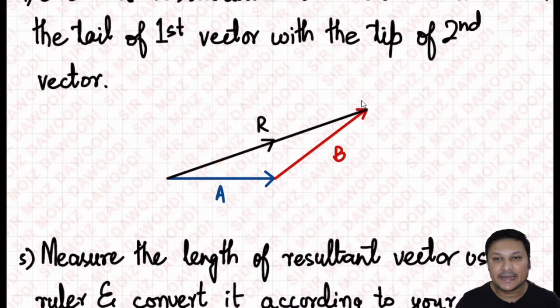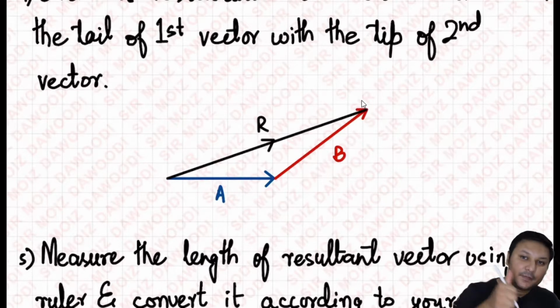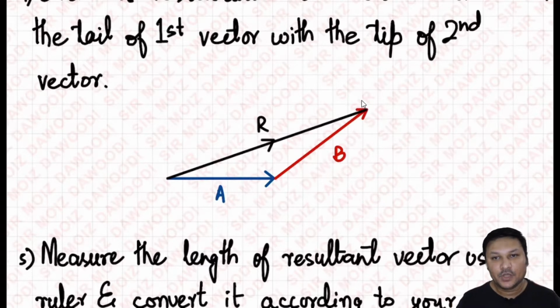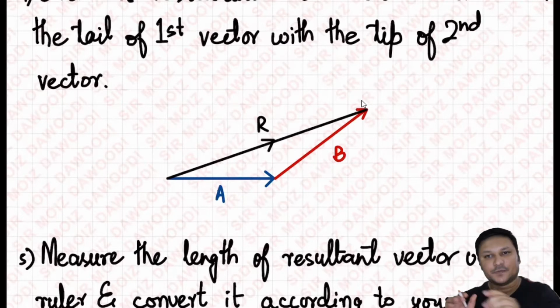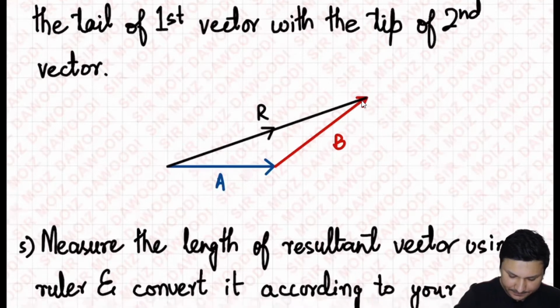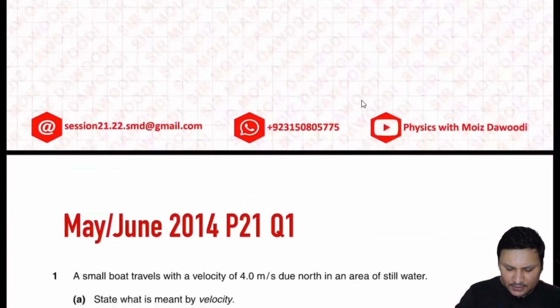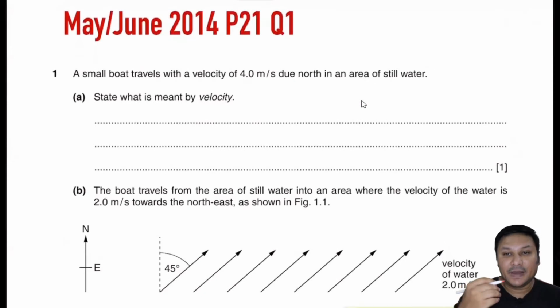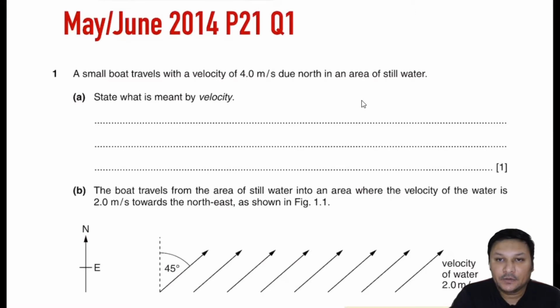Now, these were the mechanics of tip to tail rule. If we want to understand this concept more clearly, what do we have to do? We have to apply this whole concept on the past paper so that each and every concept can become concrete. So I have planned a past paper, and this past paper is basically May-June 2014, paper 2-1 and question number 1.